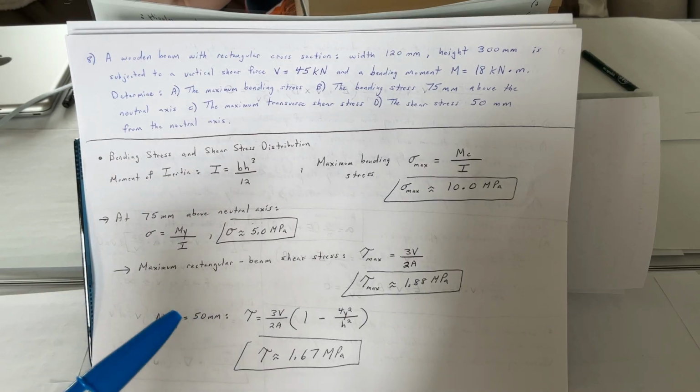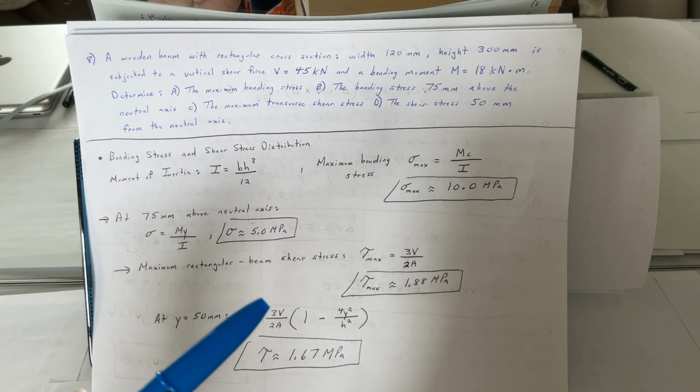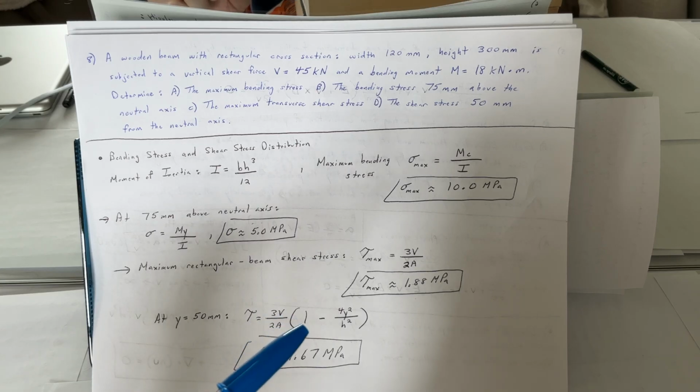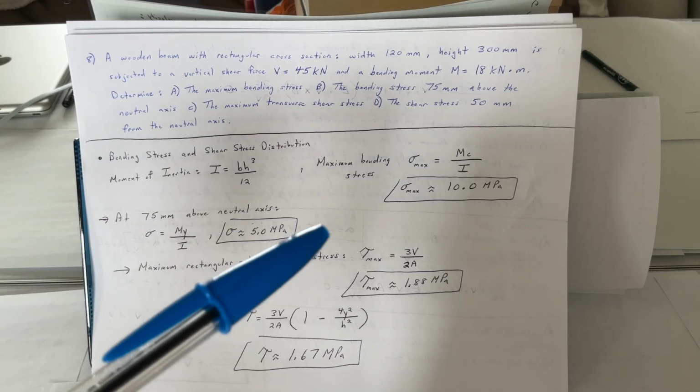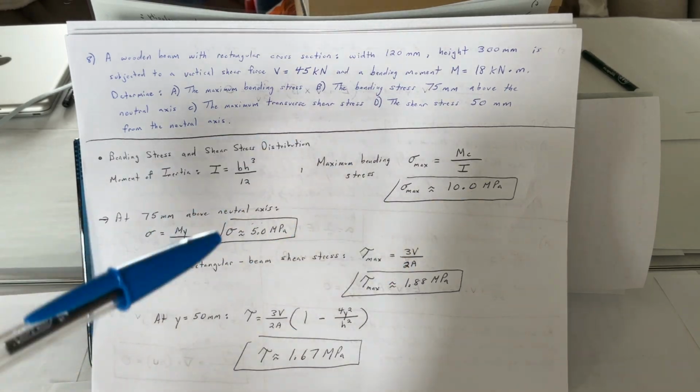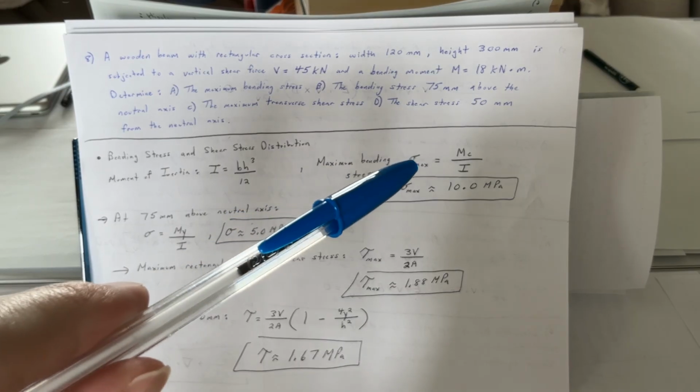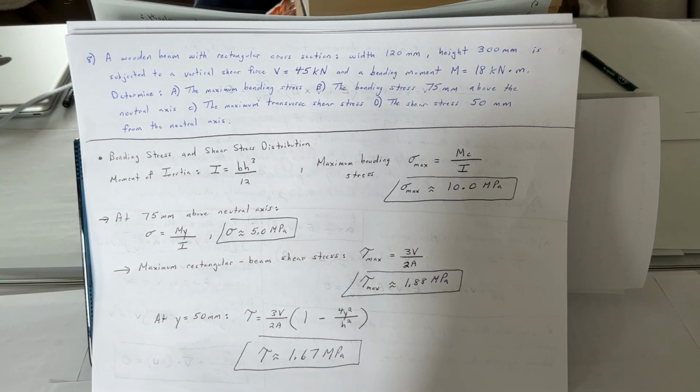And at this specific portion, y equals 50 millimeters, we're going to use this formula. Tau equals 3V over 2A times the quantity 1 minus 4y squared over h squared. And here our tau is about 1.67 MPa. And over here, I forgot to mention this, I skipped over some stuff. The maximum bending stress, sigma sub max, is Mc over I. That sigma sub max is about 10.0 MPa when you do the computation.